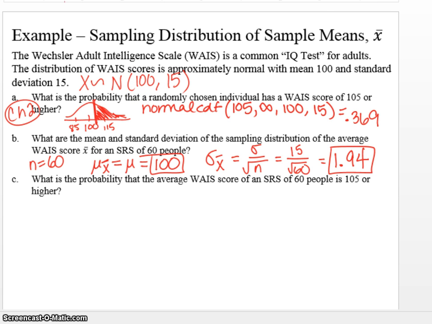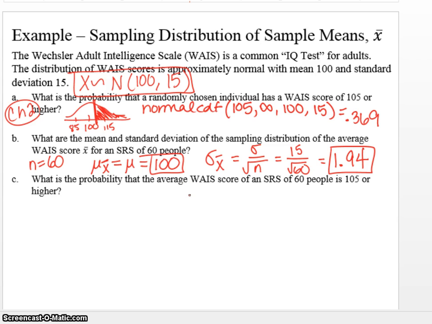So there we have our mean and our standard deviation of the sampling distribution, which you'll notice is different than the mean and the standard deviation of the population. So up top here, this is the population. So in part C, we're going to find the probability that the average score for 60 people is 105 or higher.